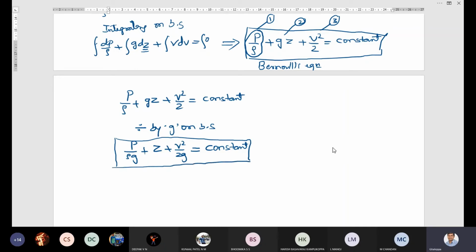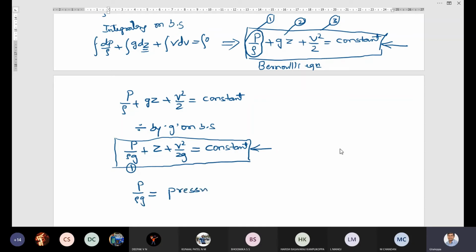This is also Bernoulli's equation. Both are the same. Only the g value we have taken in the denominator here, just divided by g on both sides. The first term, that is P by rho g, is equal to pressure head.